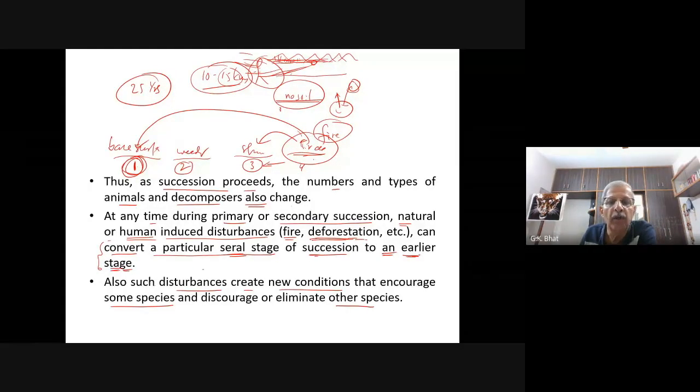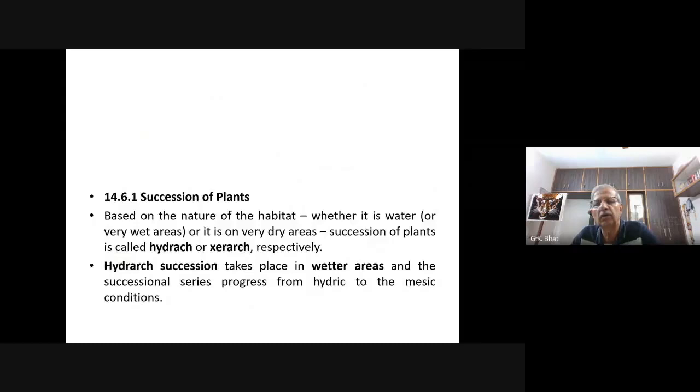Now, whenever that happens, such a disturbance creates new conditions. When these trees are burnt, some places will have more burning, some less. So it creates a new condition that encourages some species and discourages or eliminates other species. Earlier, let us say there was very good growth of trees. Now, trees cannot grow there, but herbs can grow there, shrubs can grow there. Right? Okay? Understood? Is it clear?